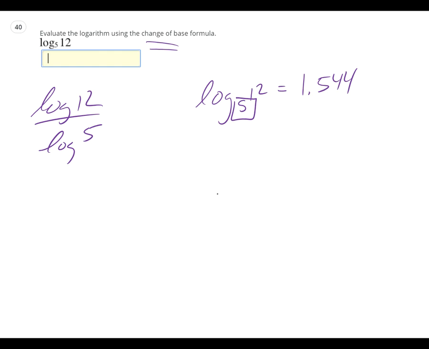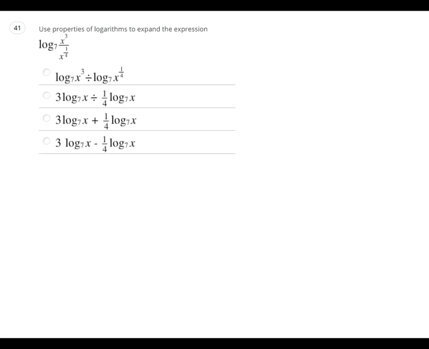All right, what do we get? 544. Okay, good. Use the properties of logarithms to expand the expression. This would be more of a non-calculator thing, so this one could go on day 2. The first thing I'm looking at is what do we turn division into? Subtraction. Remember, division makes the horizontal line just like subtraction. So log base 7 of x cubed minus log base 7 of x to the 1/4.